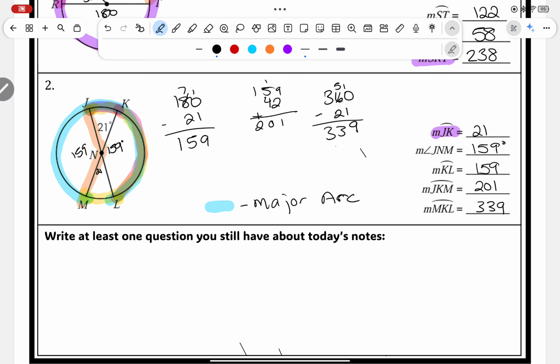Again, please make a note of any questions you have. A major arc is 3 letters. 2 letters for your arcs is known as a minor arc measurement.